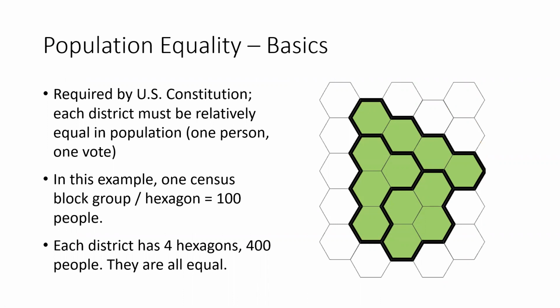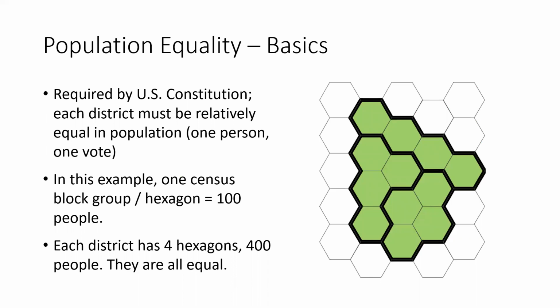And after a census, we realize that populations have changed over the last 10 years. And so we have to adjust those districts to be equal in population based off of the population changes over the last decade. So here's a map of Hexland, where we have various census block groups. Again, each hexagon is a census block group. In this example, we have hexagons being filled with 100 people per hexagon. And we're creating 3 districts to hold all the people in Hexland.